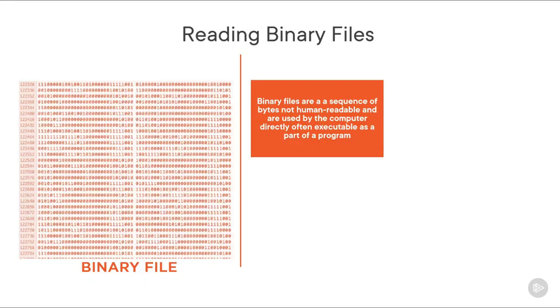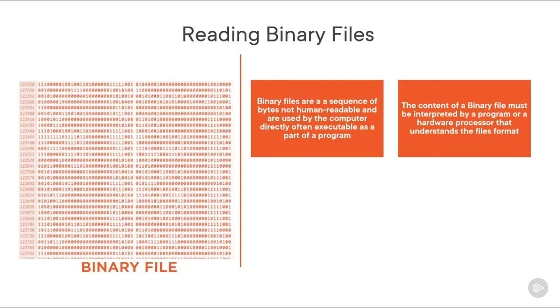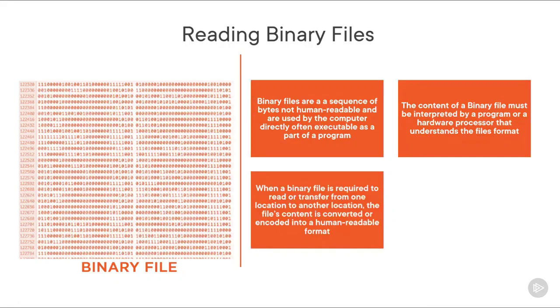Now, often binary files are used by computer programs, and they're often used for executable purposes. For example, you might have .bin files, or you might have .exe files, right? Now, the content of a binary file is interpreted by a program, aka a bin file can be executed in a program, or an exe file can be executed in a program. So the program understands that binary file, or binary files might be used by a hardware processor, and they basically understand the format.